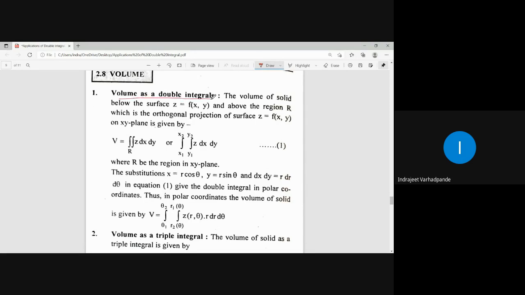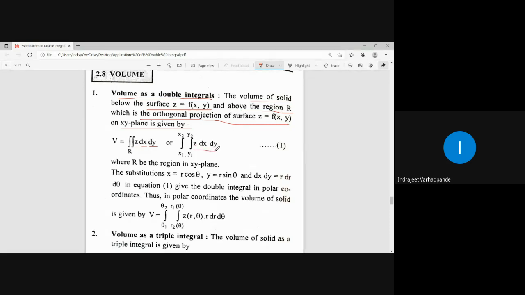So volume as a double integral: the volume of solid below the surface z is equal to f of xy and above the region R, which is the orthogonal projection of the surface z is equal to f of xy on the xy plane, is given by V is equal to double integral over R z dx dy, or integral from x1 to x2, integral from y1 to y2 z dx dy.